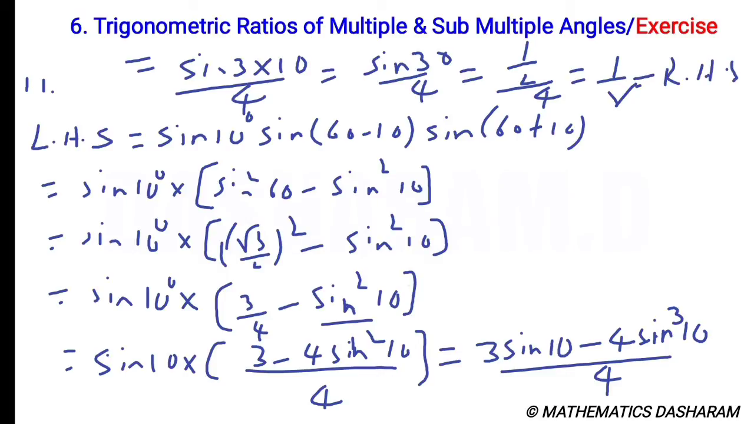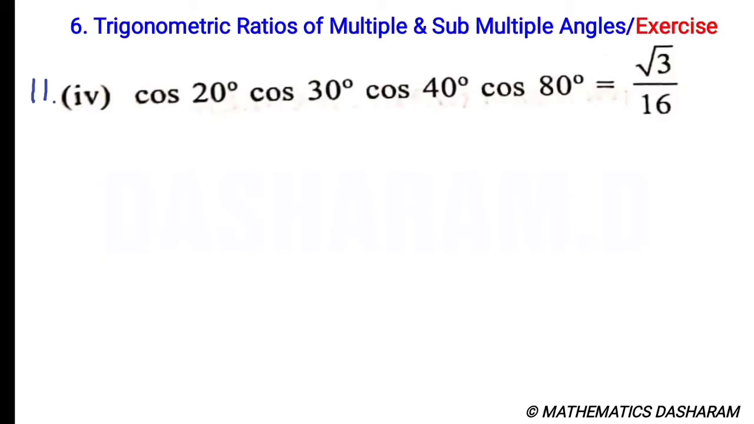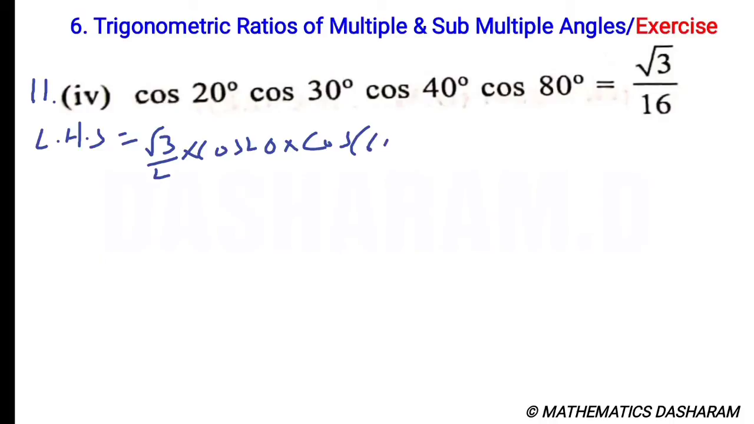So hence proved. 11th bit, 4th problem. Prove that cos 20 into cos 30 into cos 40 into cos 80 equals root 3 by 16. So in the LHS we can substitute in place of cos 30 as root 3 by 2, next into cos 20, into here cos 40 write as 60 minus 20 and cos 80 write as 60 plus 20.